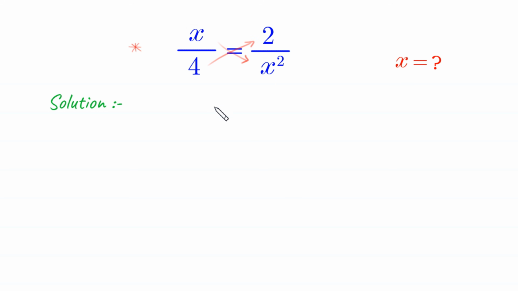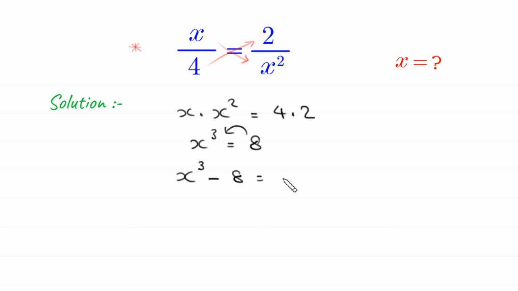So x times x squared is equal to 4 times 2. This x times x squared will become x cubed is equal to this 4 times 2 will become 8. We move this 8 to the left hand side, then this will become x cubed minus 8 is equal to 0. Next, x cubed minus this 8 can be written as 2 cubed is equal to 0.